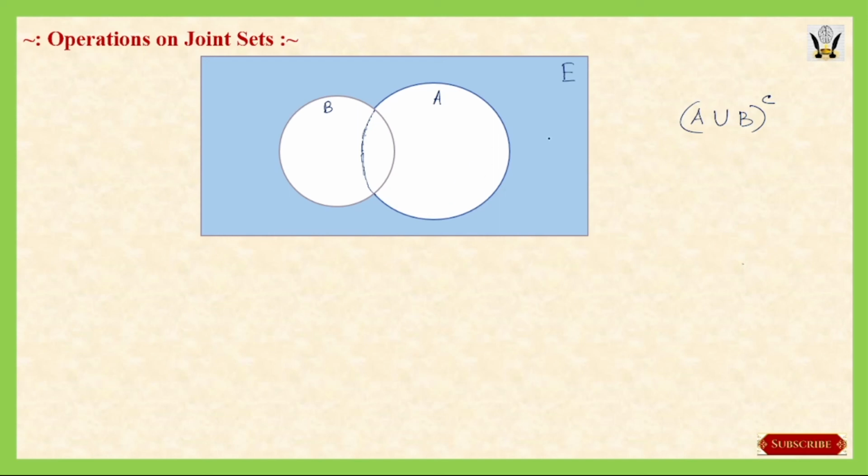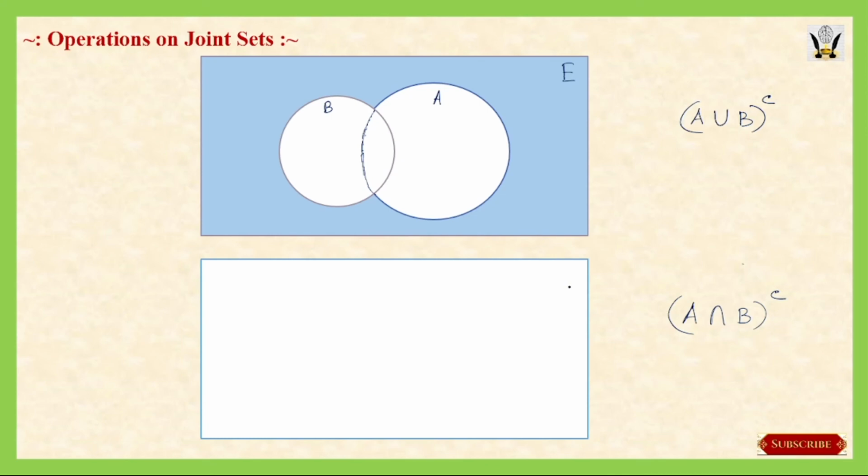Now next, first we will perform the intersection operation and then we will take the complement of that. So first we will draw the universal set, then we will draw both the sets A and B, and since again these two are joint sets, there will be a minimum overlap portion. So this is the overlap portion. Now what we are doing is first performing the intersection operation, and then we are performing the complement of that.